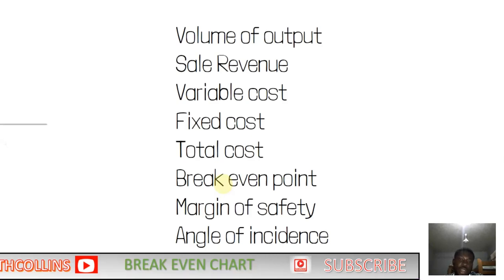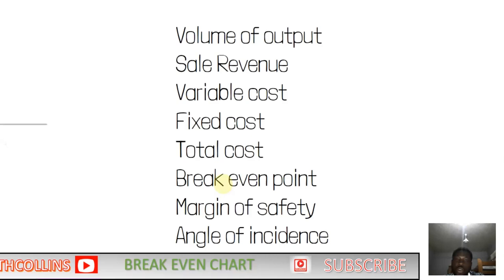That is the volume of output. It could be 500,000, 10, or 50. That is the company trying to produce something, so producing 50, it could be any figure. And also we have sales revenue, which is the money realized from the production of goods. After producing 50, you sell them. So sales revenue is the money that you get from selling your products.